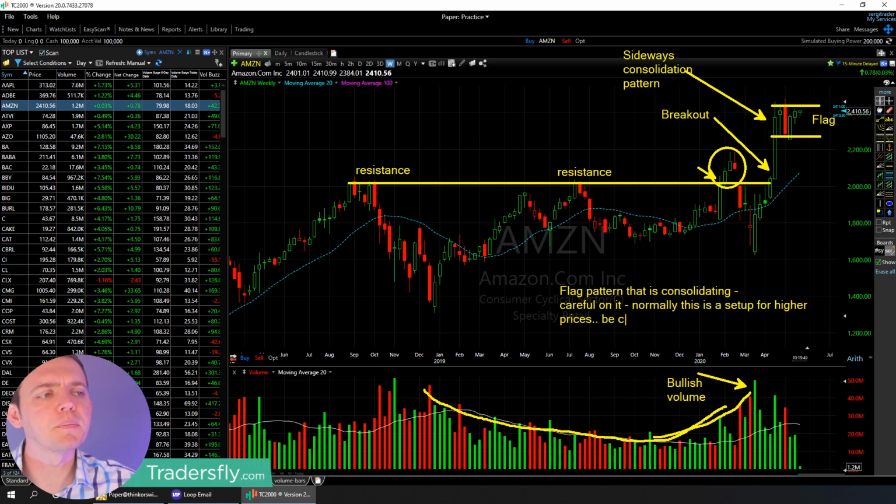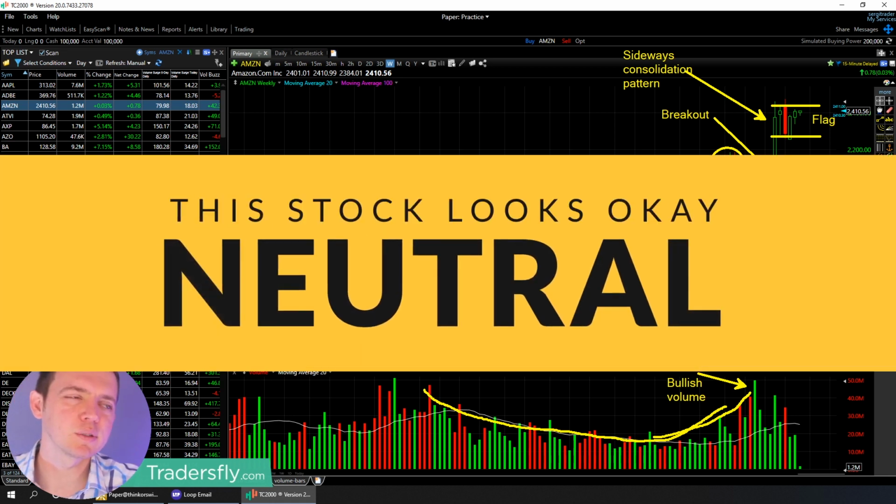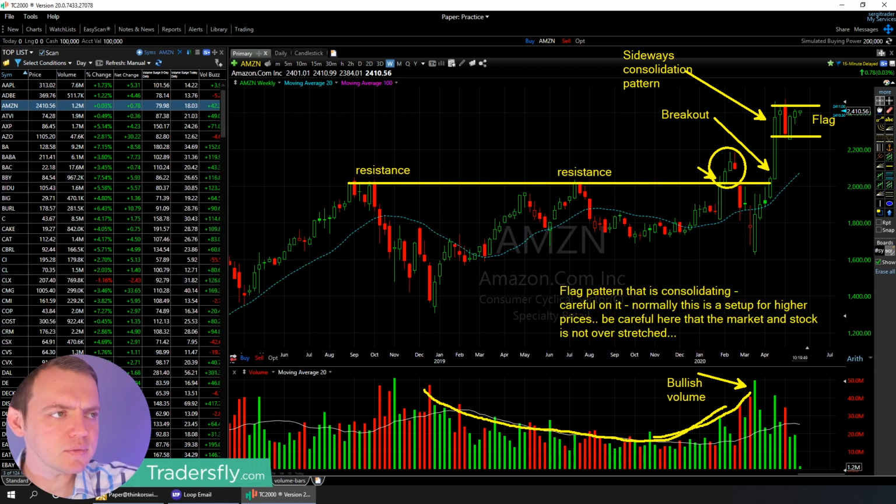But be careful here that the market and stock is not overstretched. So this is why I would say I'm a little more neutral on this one, just because we could be getting into this overstretched area and going sideways. Could we get a little pullback? Absolutely. But nevertheless, stock is doing fairly well here in these upper ranges.